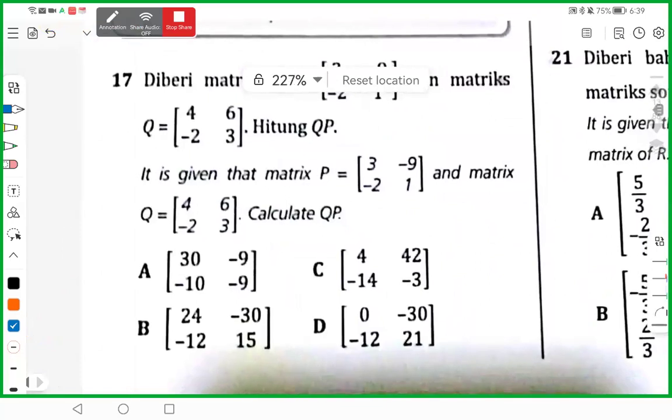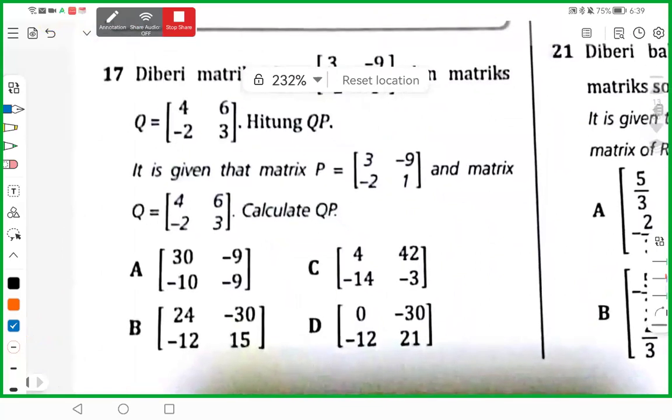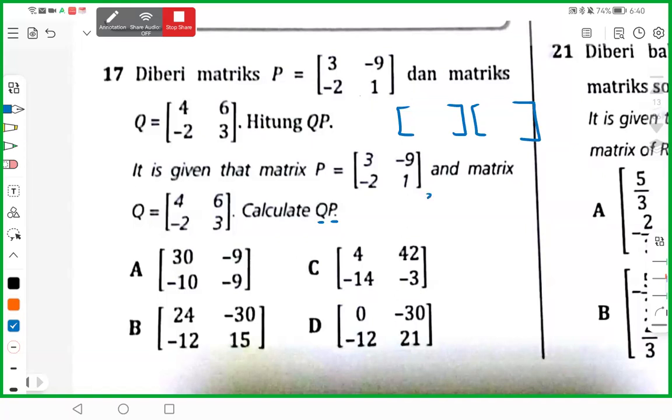What about this one? 17. Is it multiplication? Yes, right. Because the two matrices is together. QP means Q times P. So if you put together, so it's multiplication. So if you look at the order, is 2 times 2, 2 times 2. So of course, the output also 2 times 2. So you make it together first, so that we can see what times what.